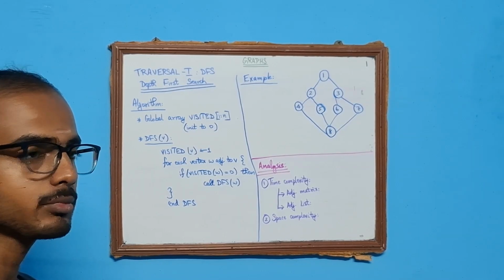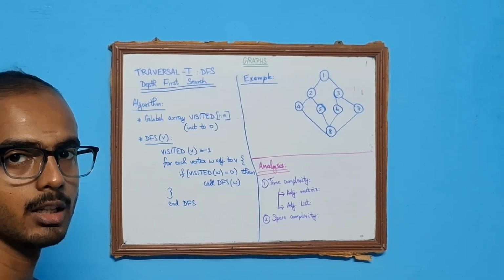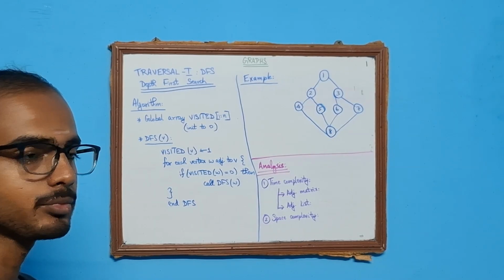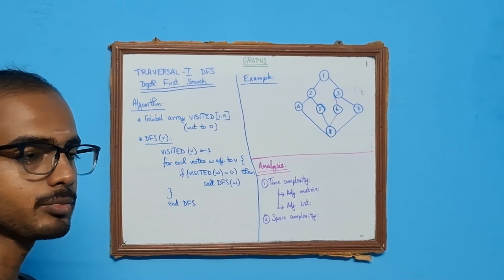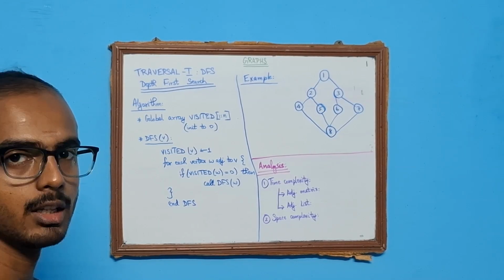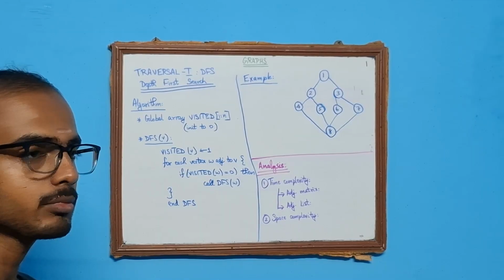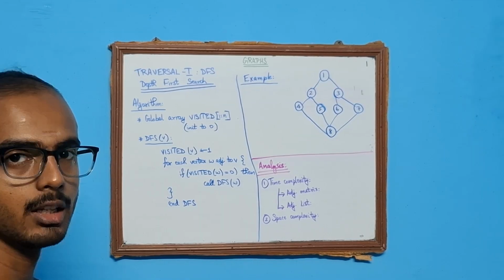Now 8 has 4 neighbors, but 4 is already visited. So from 8 I can visit, for each vertex, 4, 5, 6 and 7. Now what will I do? Will I go to 4? No, because this condition will fail. Visited of 4 is already made 1, right? I'll skip that. Now let me go to 5.